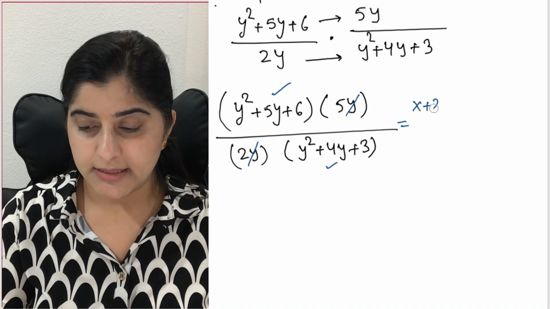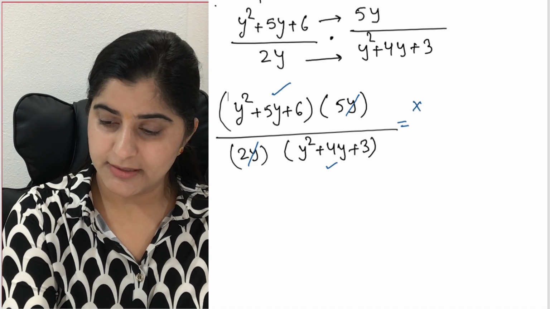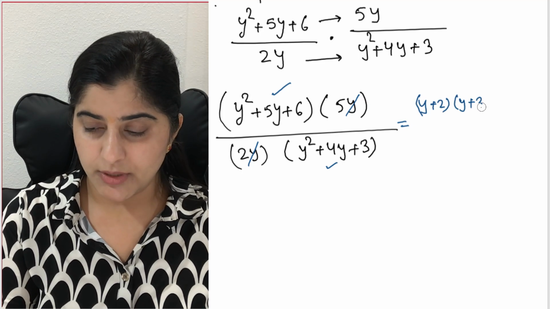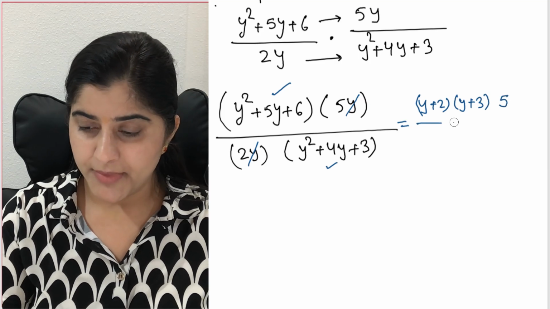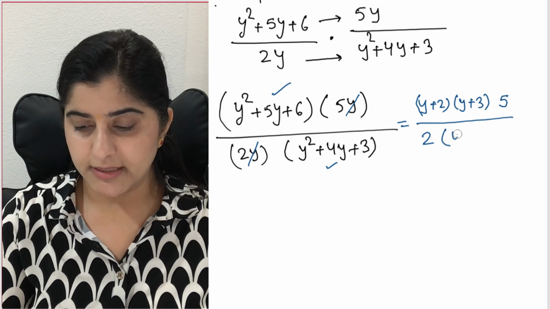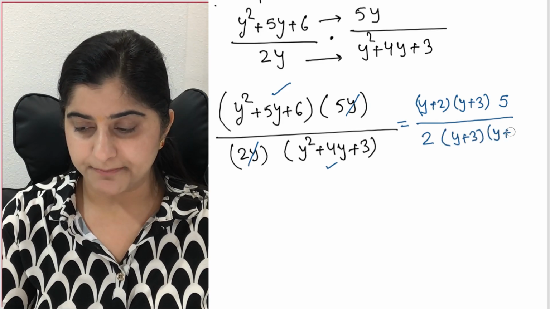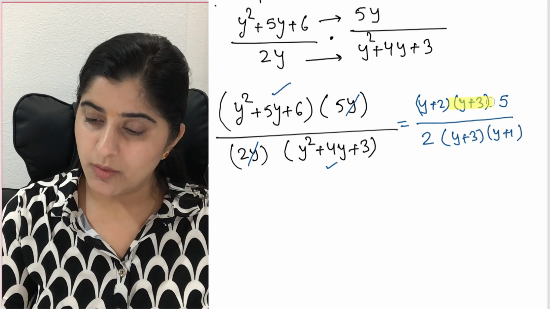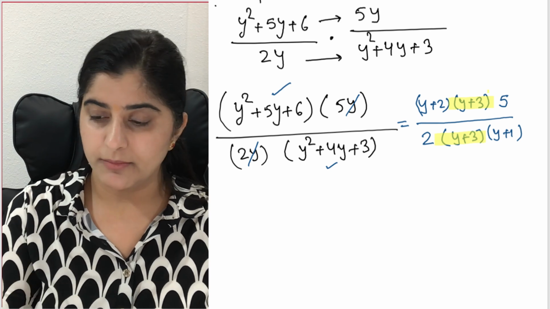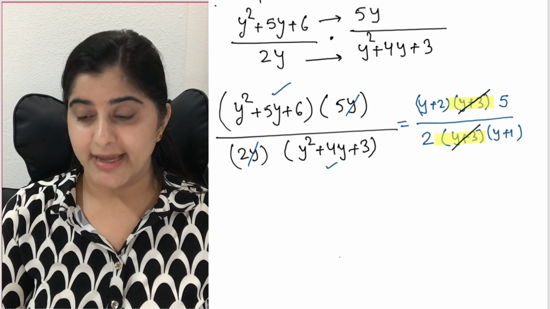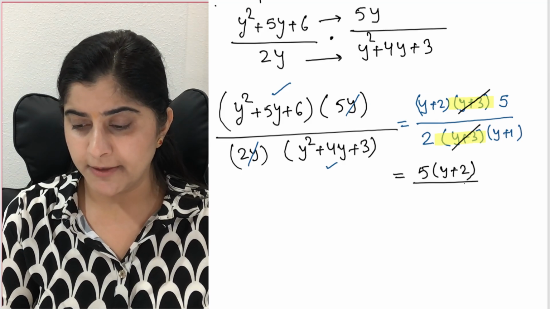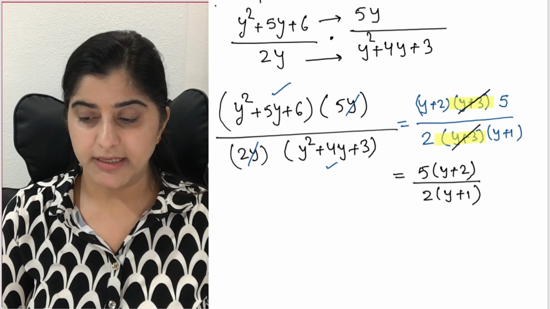Let's factor this quadratic polynomial. This will give you y plus something, because this is a y variable, so use the same variable. It is (y plus 2)(y plus 3) in the numerator, and there is 5 here, and in the denominator we have 2 here. And let's write the factors of this: it is (y plus 3)(y plus 1). Now you see that there are 3 factors in the numerator, 3 factors in the denominator, and this factor is common between both numerator and denominator. So we will cancel that out, and we get 5 times (y plus 2) in the numerator and 2 times (y plus 1) in the denominator.